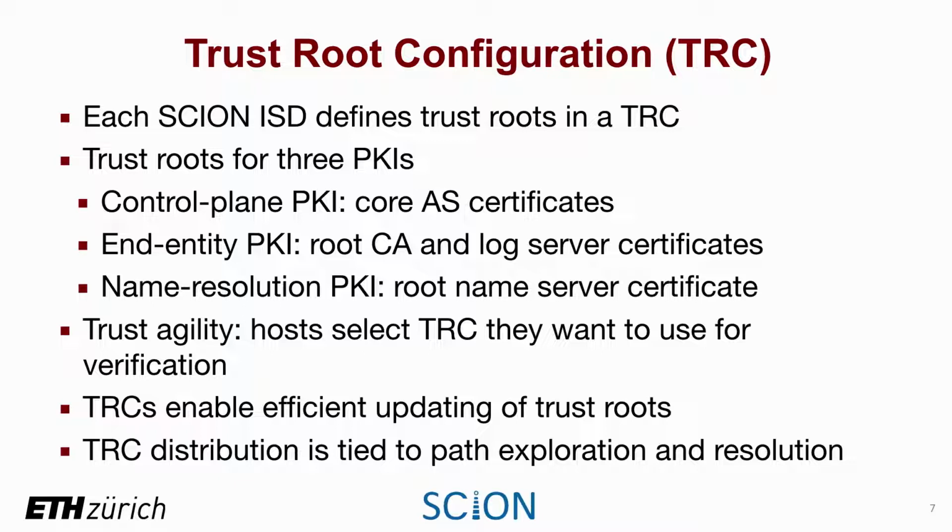This TRC achieves a property called trust agility. So hosts can select which ISD, and which TRC associated with that ISD, they want to use for verification. TRCs also enable efficient updating of trust roots, as we're going to see in a minute. I'd also like to point out that this distribution of TRCs is tied to path exploration and resolution, which we're also going to see in a subsequent slide. As SCION beacon messages are being sent out in the path exploration, the updated TRC versions are being pushed as well, and updated TRCs are being fetched as a result.